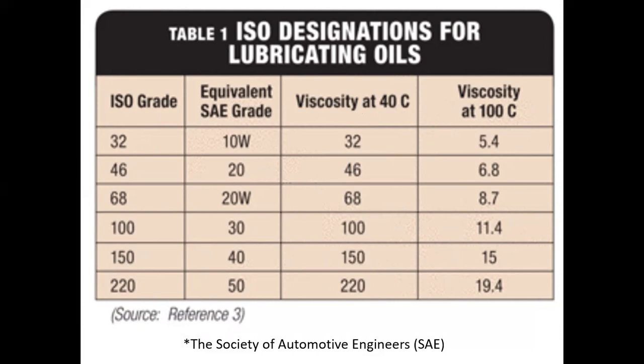If we also check ISO grade 100, this is also equivalent to an SAE grade. What is SAE? This is the Society of Automotive Engineers. ISO grade 100 is equivalent to SAE grade 30. And as you've noticed, the viscosity at 40 degrees Celsius, the normal operating temperature, is 100 also, but the viscosity at 100 degrees Celsius becomes lower, at 11.4.